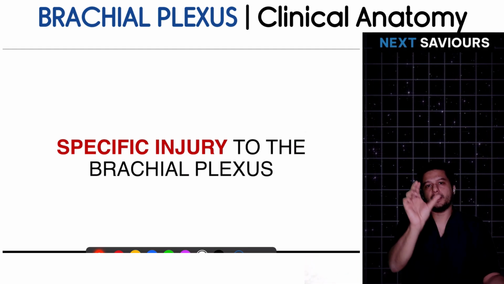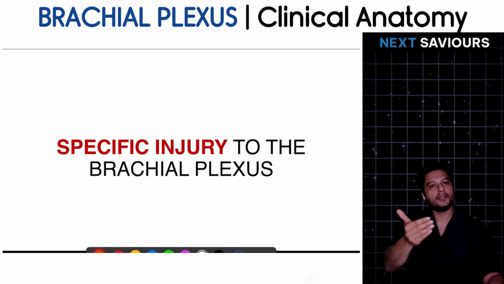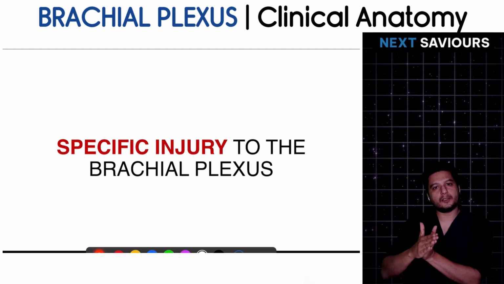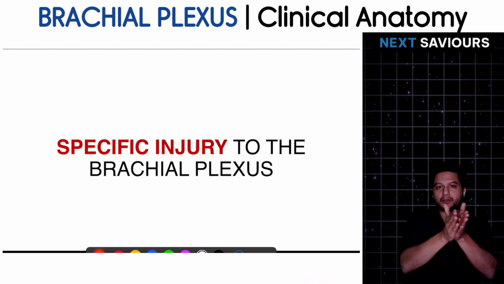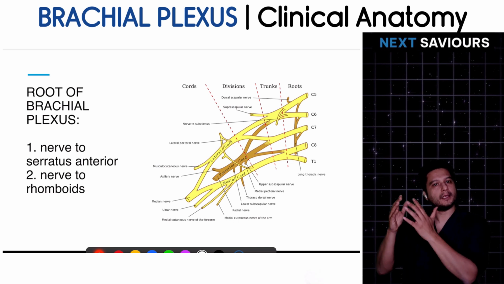Second is injury to the trunks, and in the trunk particularly the injury to the upper trunk or injury to the lower trunk. So these are the specific injuries to the brachial plexus. Now it is time to have a discussion on this, because it is again very frequently asked in your examinations.